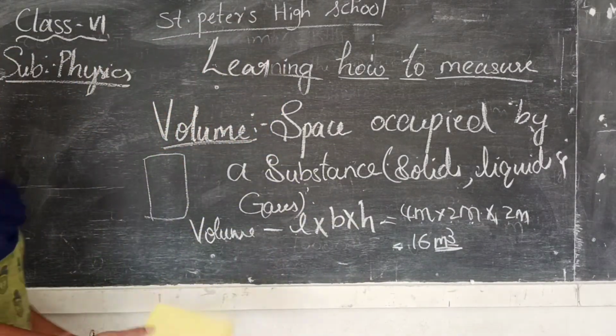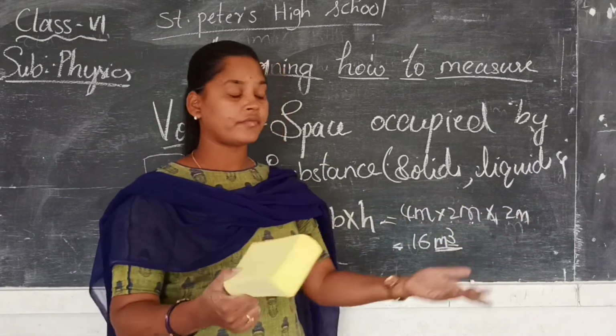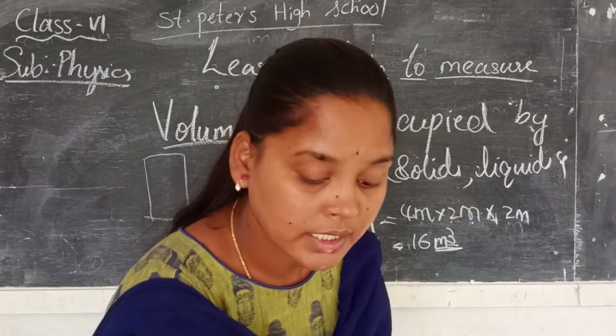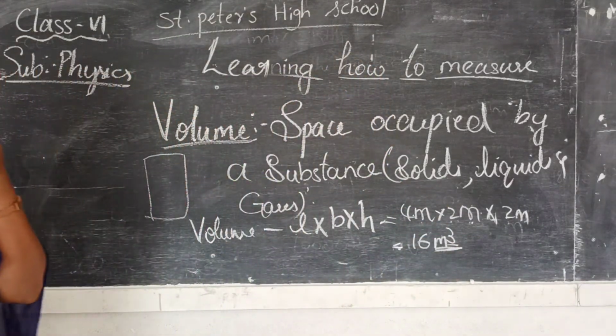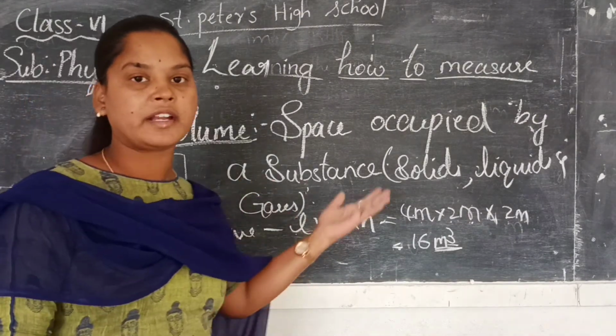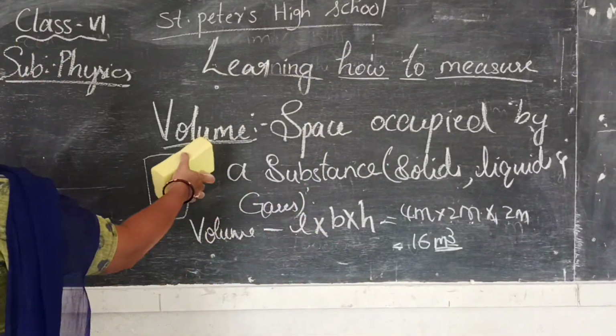Don't think that this is exactly 4 meters, 2 meters, 2 meters. I am just saying some numbers. Instead of that, you can take 4 centimeters, 2 centimeters, and 2 centimeters also. This is regarding area and volume. What about the relation between them? We found the relation between meter square and centimeter square in the area. Now we find out meter cube and centimeter cube.